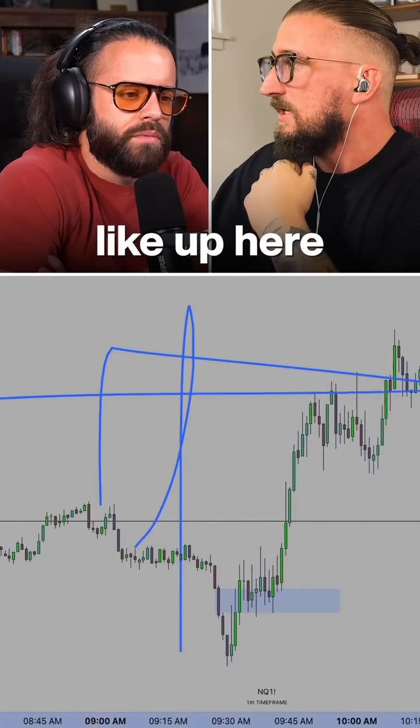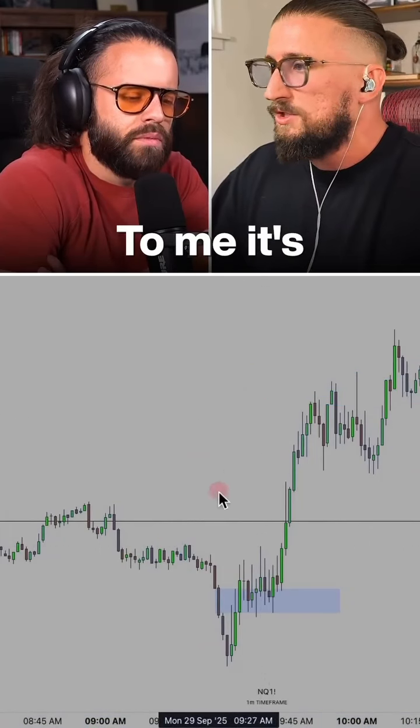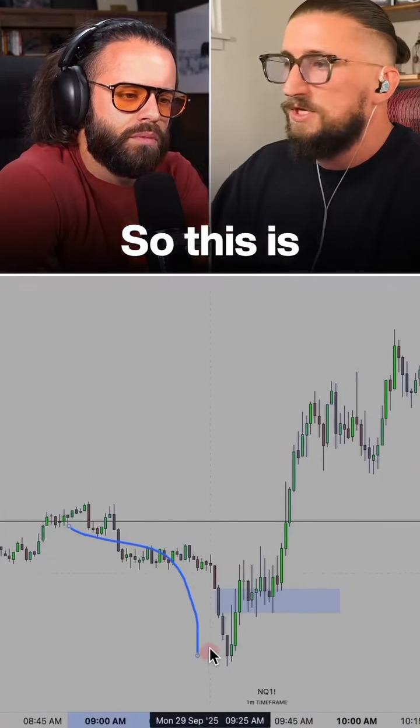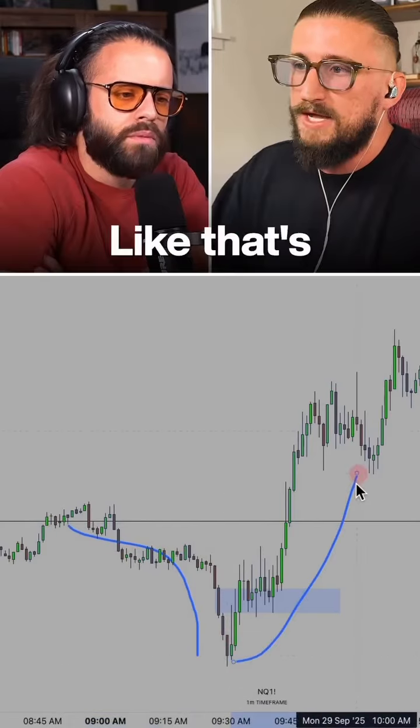I don't see anything like up here where you could tell someone just got blown out of the water. To me, it just kind of drifts lower. So this would be technically the manipulation for it to then run higher, right? Like that's how I see it.